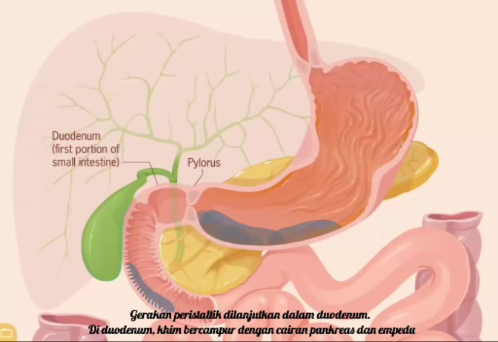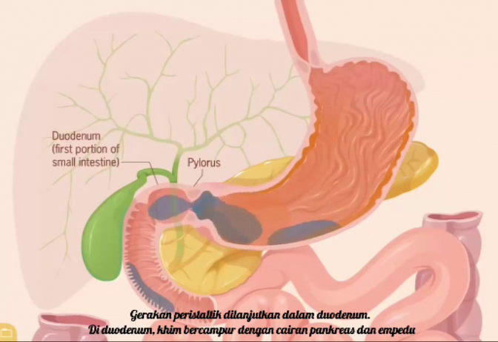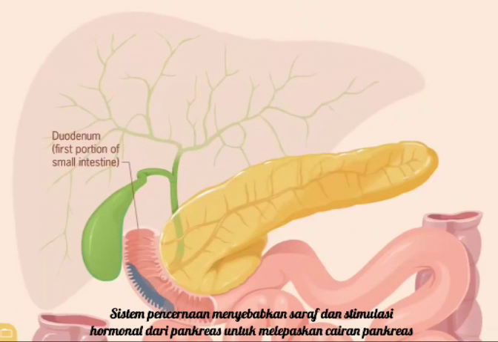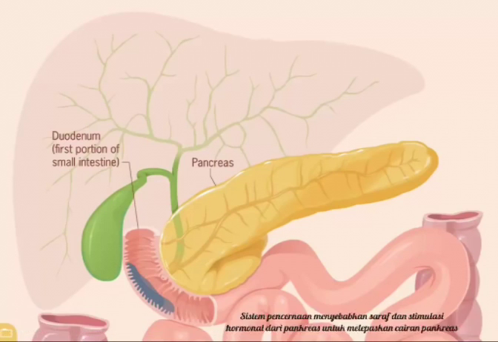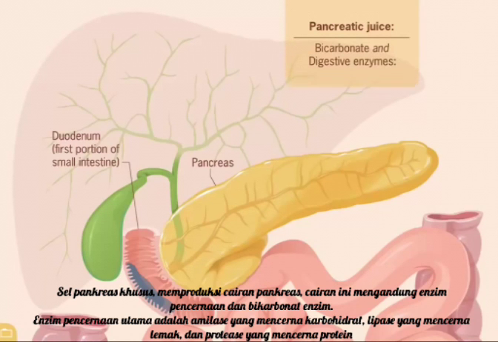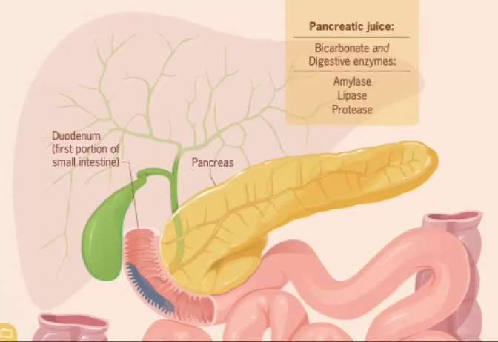Peristaltic contractions continue in the duodenum. It is within the duodenum that the chyme mixes with pancreatic juice and bile. The process of digestion causes neural and hormonal stimulation of the pancreas to release pancreatic juice. Specialized pancreatic cells produce the pancreatic juice. The juice contains digestive enzymes and bicarbonate. The major digestive enzymes are amylase, which digests carbohydrates, lipase, which digests fats, and protease, which digests proteins.